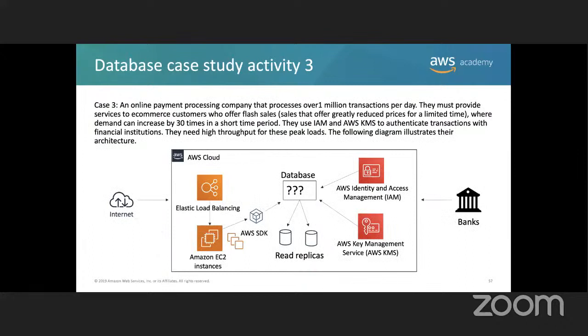Another case study, an online payment processing company that processes over 1 million transactions per day. They must provide system services to e-commerce customers who offer flash sales with greatly reduced prices for a limited time, where demand can increase by 30 times in a short time period. They use IAM and AWS KMS, key management service, to authenticate some transactions with financial institutions. They need high throughput for these peak loads, and the following diagram illustrates their architecture. What do you think it is? This tells us what it is. RDS. Okay, this is RDS.